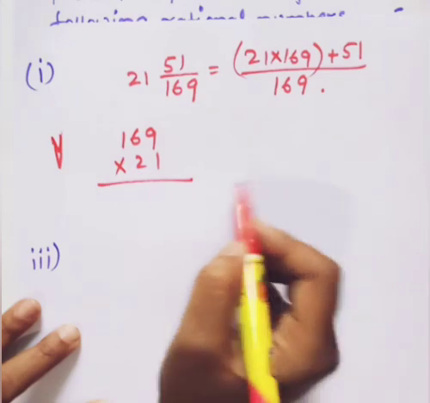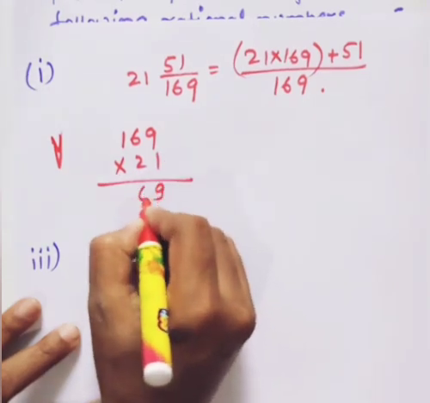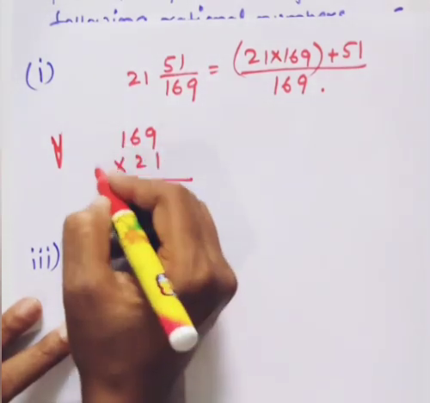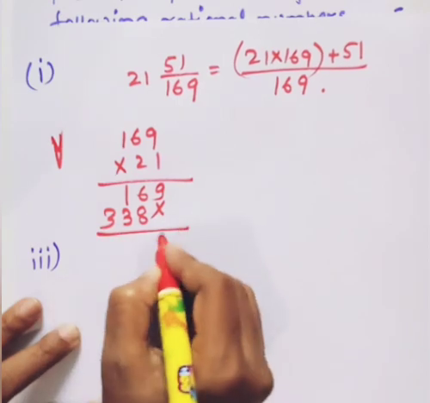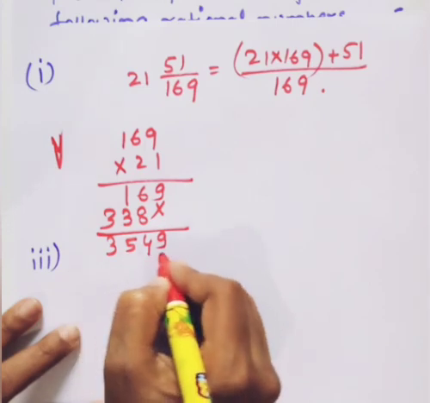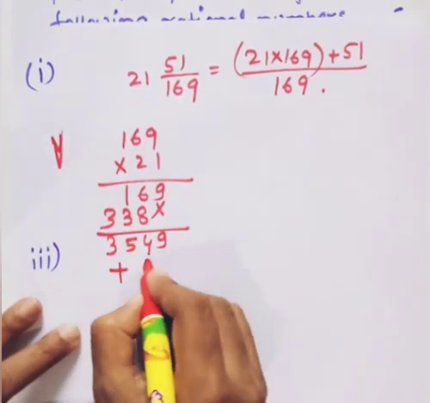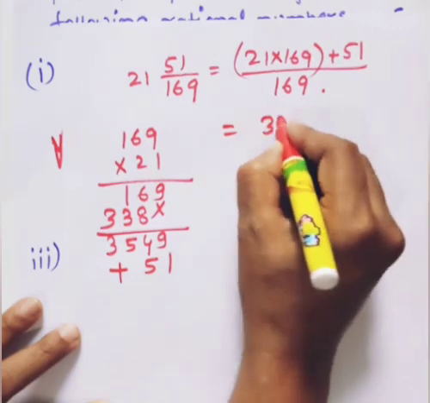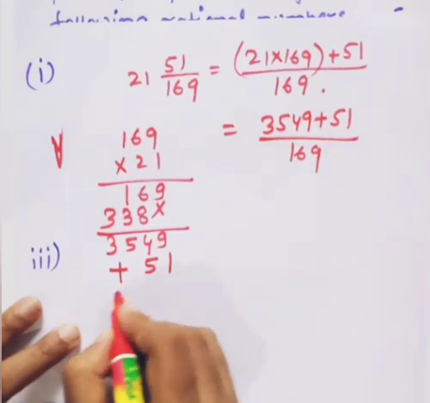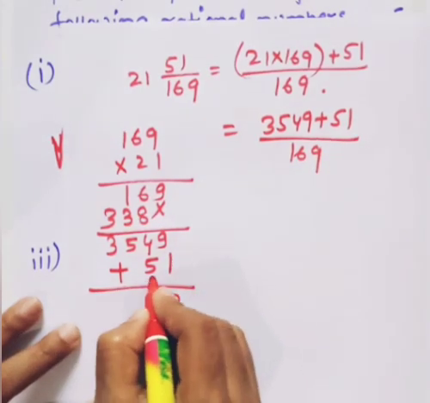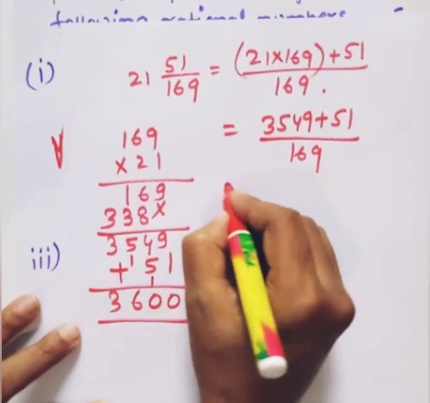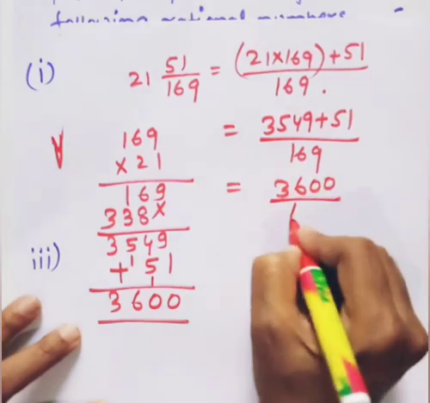Okay, 1 9s are 9, 1 6 are 6, 1 1s are 1. 2 9s are 18, 1 2 6 are 12 and 1 13, 1 2 1s are 2 and 1 3. Now here is 9, 12 and 14, 4 and 1 5, and see 3549, plus we have to add 51. This is equal to how much? 3549 plus 51 by 169. So 9 plus 1 10, 0 1 6 and 4 10, 0 1 6 and then 3. See, this is equal to 3600 by 169.